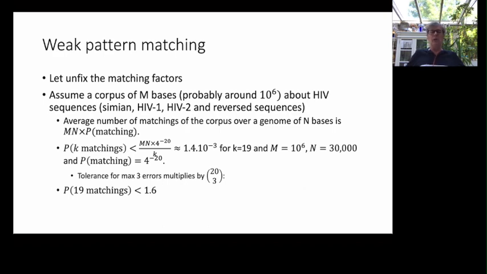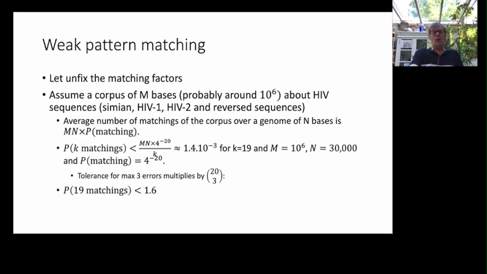And if you multiply by a tolerance of a maximum of 3 errors, you get a probability of having 19 matches of less than 1.6. Therefore, it is less accidental than it looked before. Therefore, I call this weak pattern matching, because if you unfix the factors, it's not unlikely to get 19 such matches.